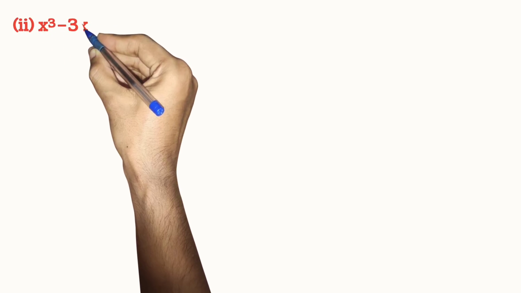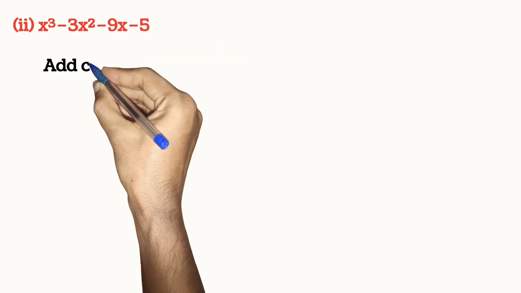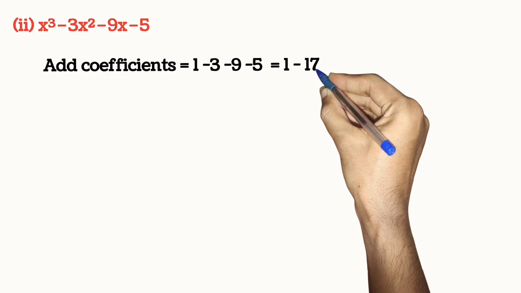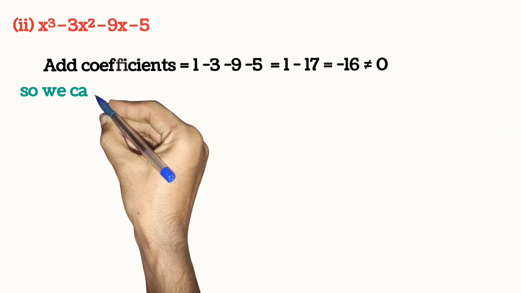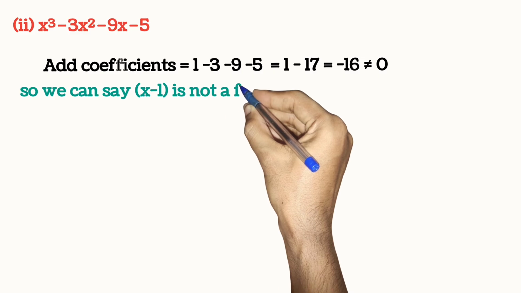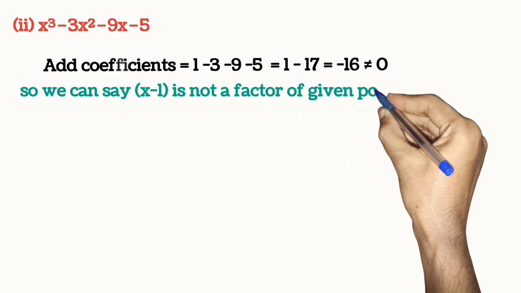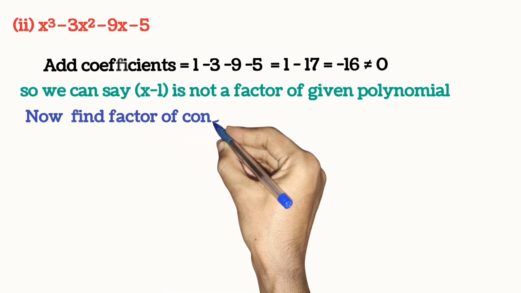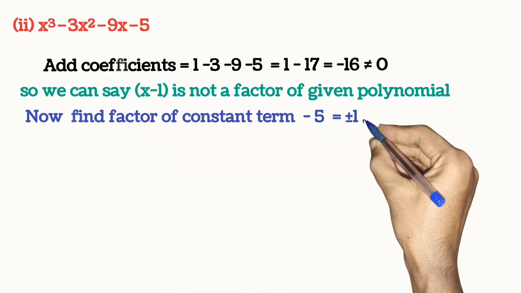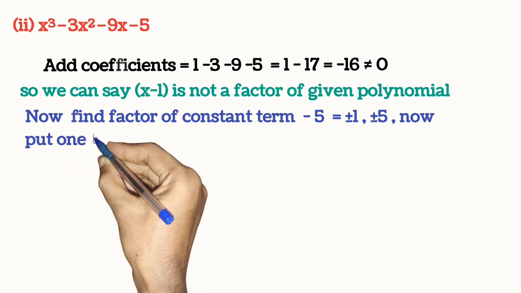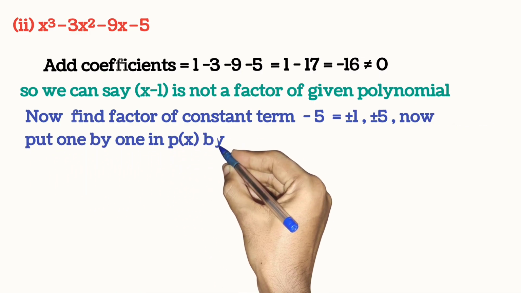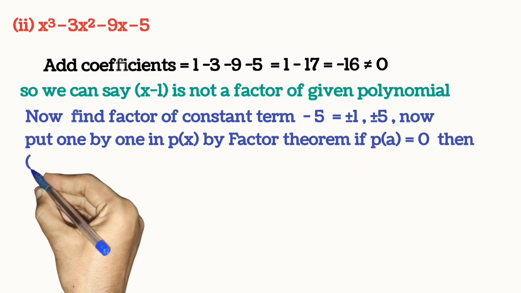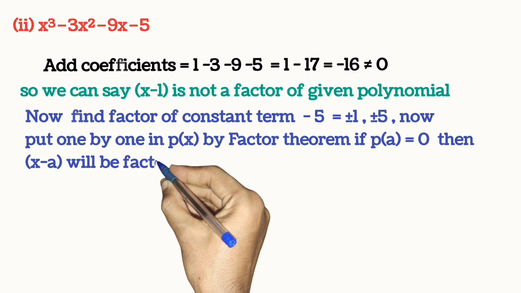Now question 2, x^3 - 3x^2 - 9x - 5. Add coefficients, we get 1 - 3 - 9 - 5, that is equal to 1 - 17, that is equal to -16, that is not equal to 0. So we can say x - 1 is not a factor of the given polynomial. Now find factors of the constant term -5, that is ±1 and ±5. Now put them one by one in p(x) by factor theorem. If p(a) equals 0, then x - a will be a factor.